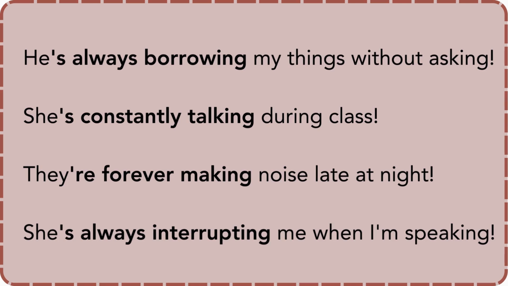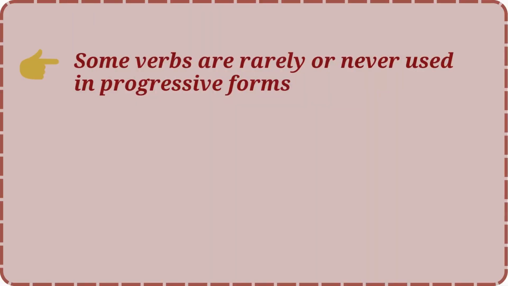In each of these examples, the present continuous tense is used to convey complaints or criticisms about recurring actions or behaviors that are currently happening and causing frustration or annoyance. But some verbs are rarely or never used in progressive forms.